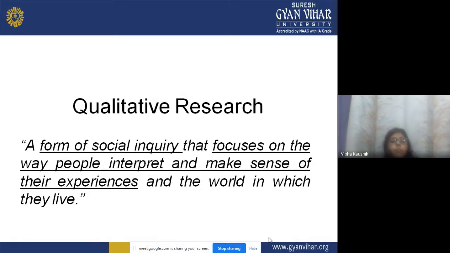Qualitative research is a way of social inquiry that gives importance to the way people interpret their data, how people are interpreting those data and making sense of their experiences. And on the basis of that interpretation, they are making sense of the world in which we are living.